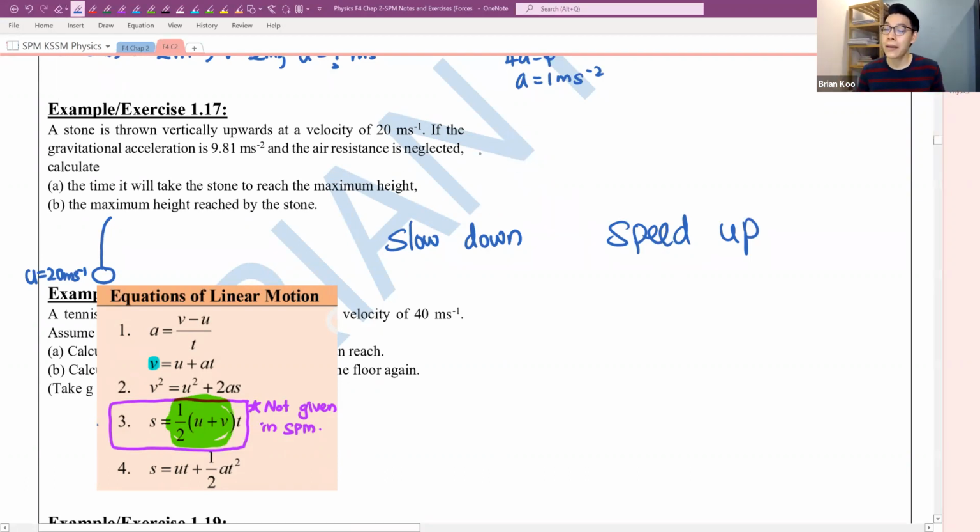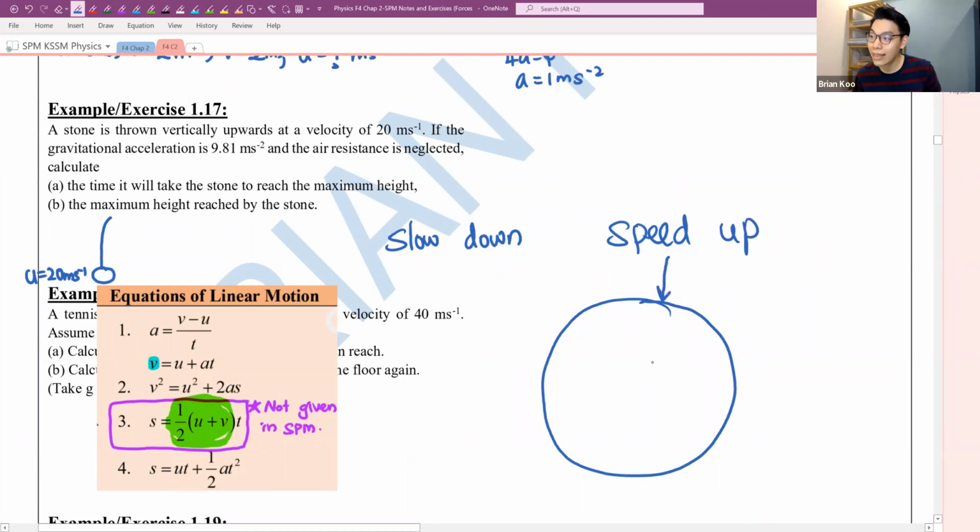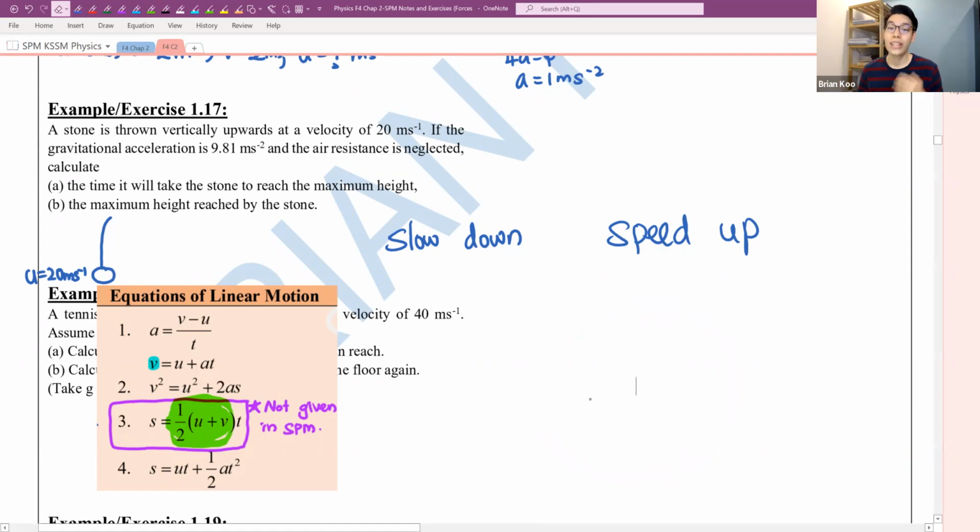Okay, why? Because, imagine this is the Earth. You learned about gravity roughly in PT3. Gravity is always pulling you down to the center of the Earth. It's always pulling you down to the surface. There's a constant pulling force that pulls you down, right? So if you throw something up, it's always going to go down. So it's always going to slow down because you are going against it.